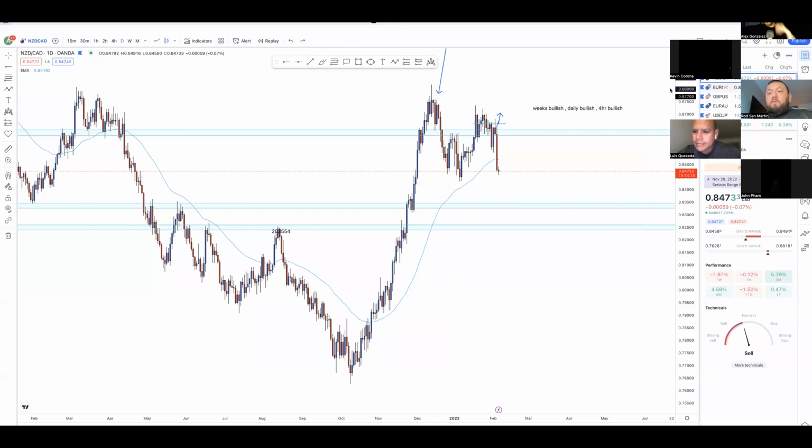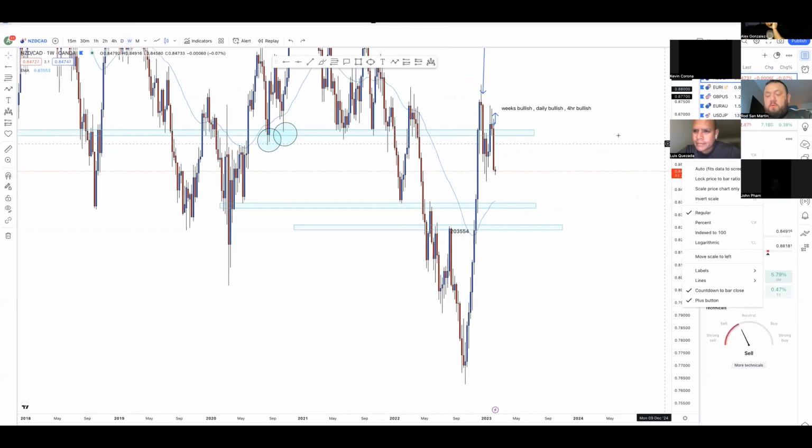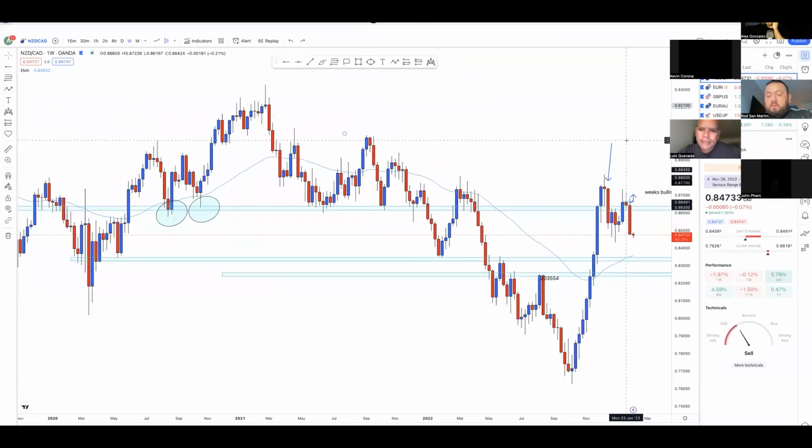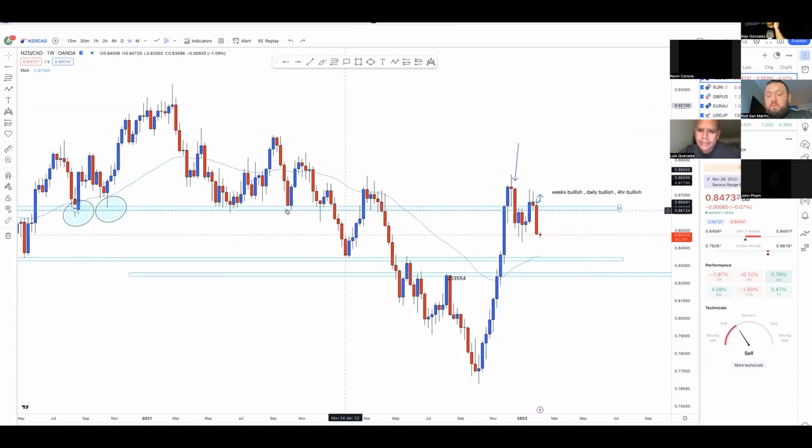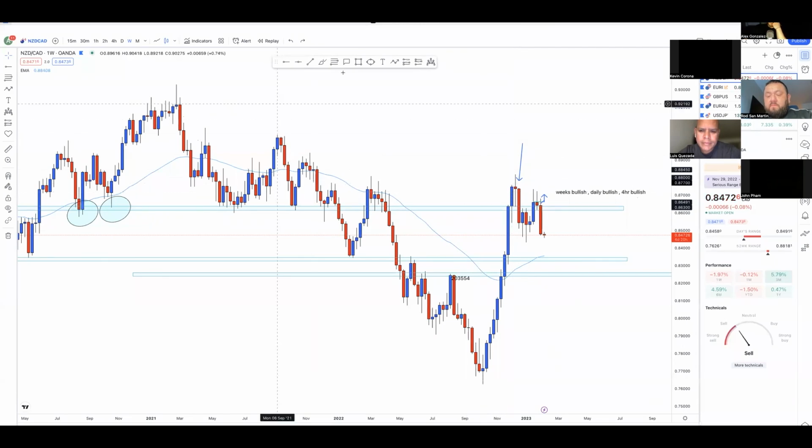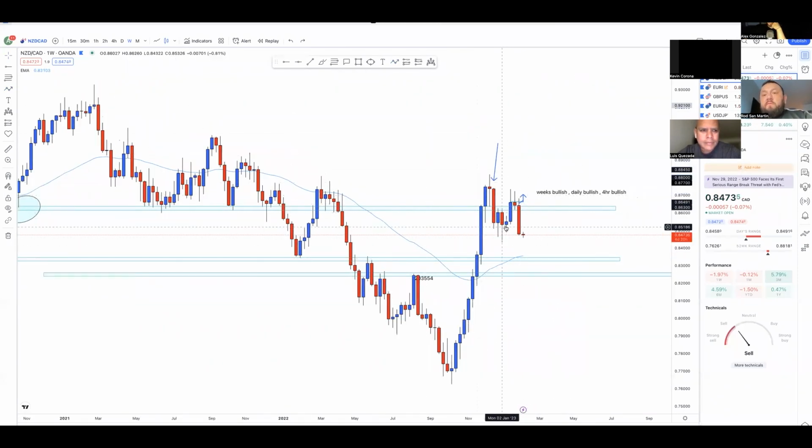All right, so let's start with where we were last week and where we're going to head this week. Last week we were above this area of interest, bullish on the weekly. If you remember with NZD CAD, originally we wanted a stronger pullback into this level to go long, but as you can tell, that didn't happen. We broke above the weekly area of interest.